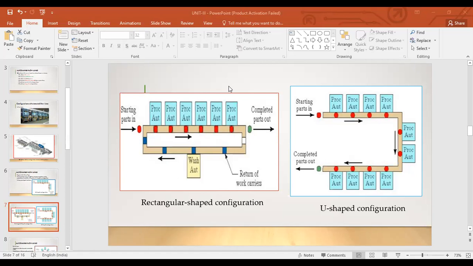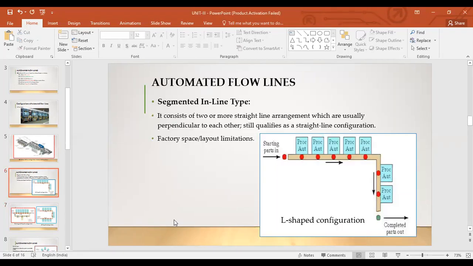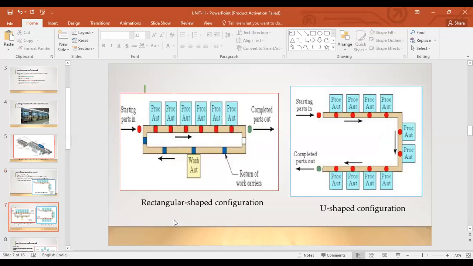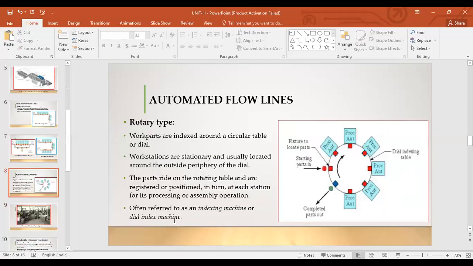Or even sorting stations, the stations where you classify the workpieces, so that you can send one type of workpiece to one station and another to another station. You could have a sorting station in between also. So what we are trying to discuss is the configuration of it. Rectangular shaped, U shaped, it could be processing, assembly, sorting or inspection, etc. Clear, right? All these four types.